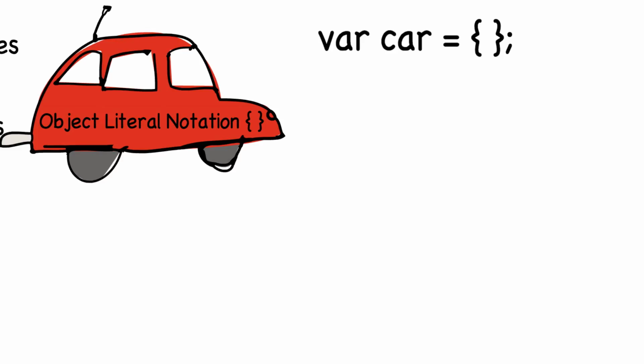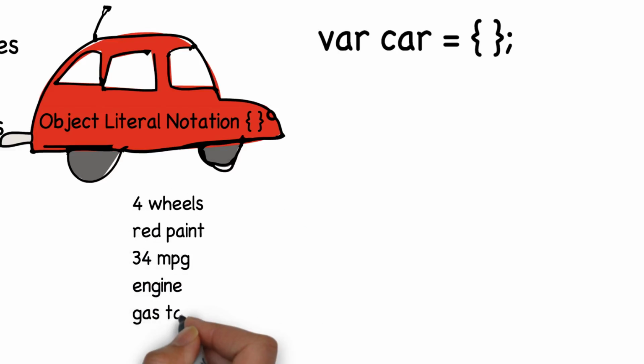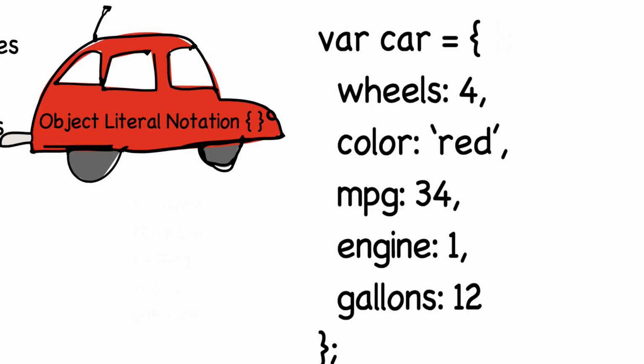Let's go ahead and brainstorm. What does our car have? We need 4 wheels, red paint, fuel efficiency, engine, and a gas tank. Let's add these items between the opened and closed curly braces.